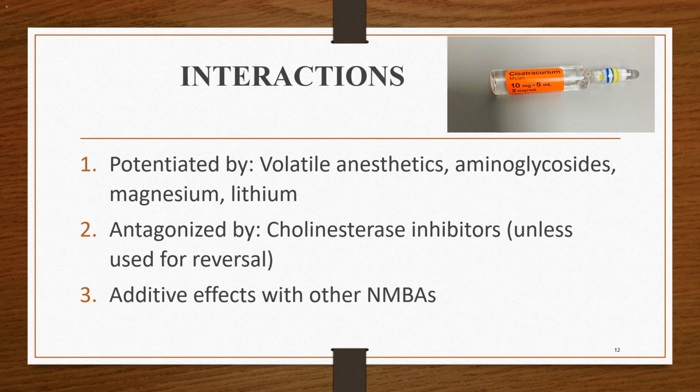2. Antagonized by cholinesterase inhibitors, unless used for reversal. Drugs that increase acetylcholine can counteract Cisatracurium, except when used to reverse Cisatracurium's effects. 3. Additive effects with other NMBs. Using Cisatracurium with other neuromuscular blocking agents can increase muscle relaxation effects.